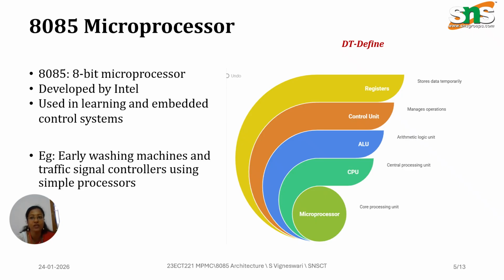First let us see the central processing unit. The central processing unit is the core of the microprocessor. It is responsible for processing the instructions and controlling the system operation. The CPU contains the ALU, registers and control logic. Whenever a program is executed, the CPU decides what operation to perform, when to perform it and where the data should move. The CPU acts like the brain that coordinates all the activities inside the processor.